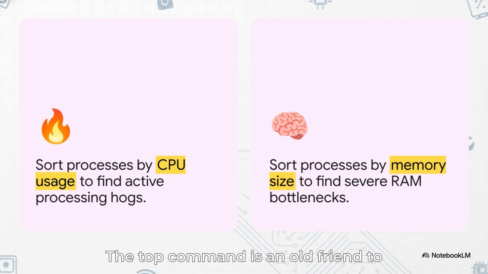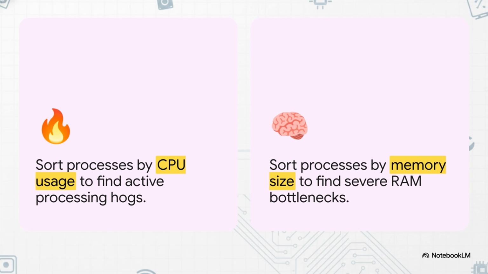The top command is an old friend to any Unix user, right? It's a great real-time monitor. But the default sorting is, well, it's not always super helpful. By adding the O flag, you dynamically sort the chaos. Running top -o cpu instantly bubbles the biggest processor hogs right to the top of your terminal.